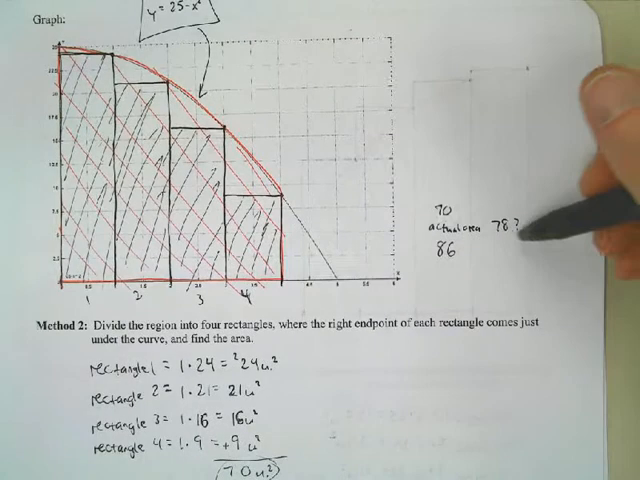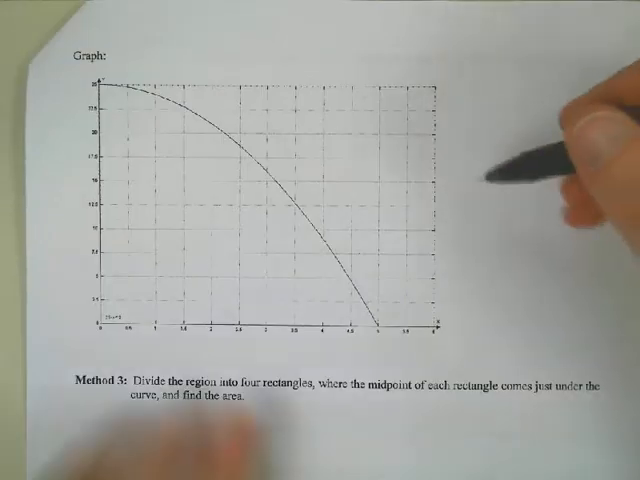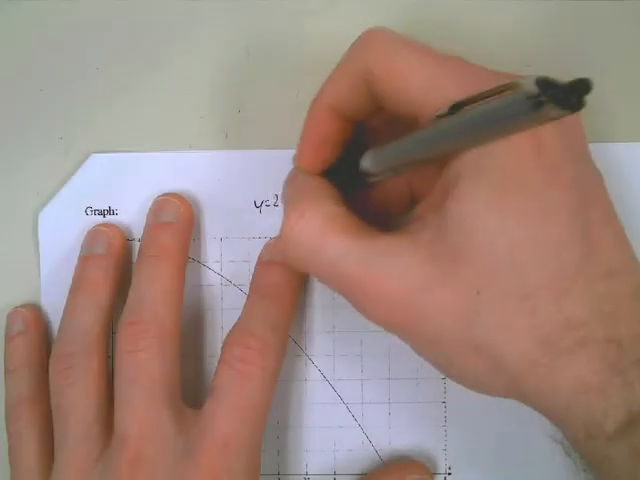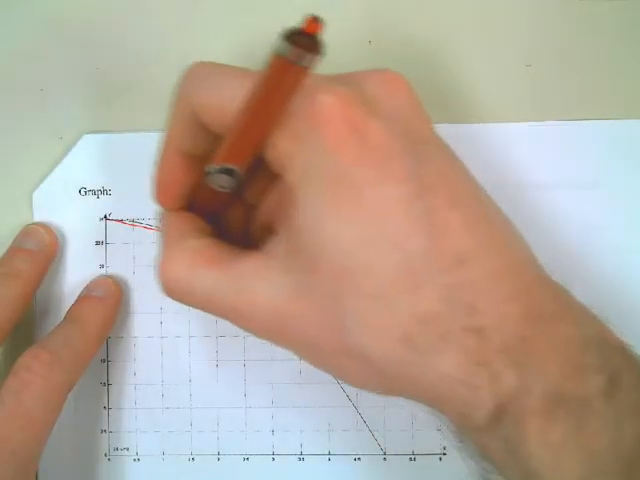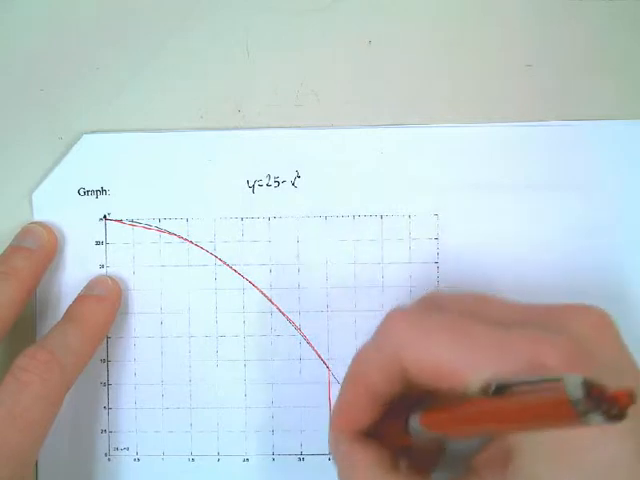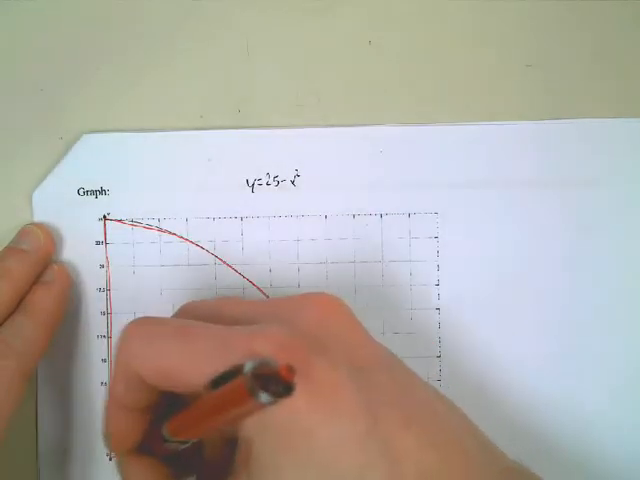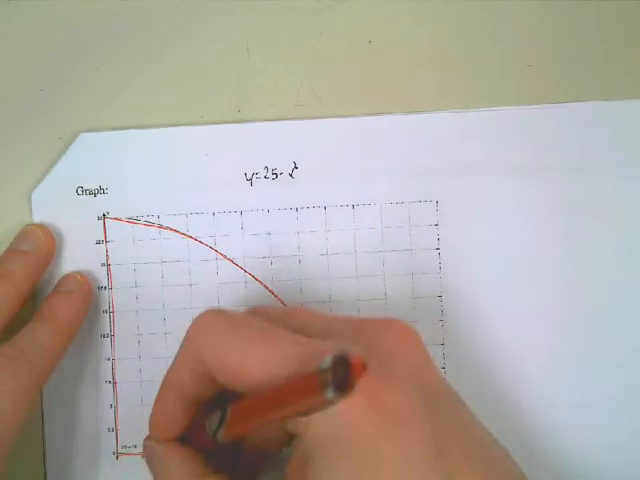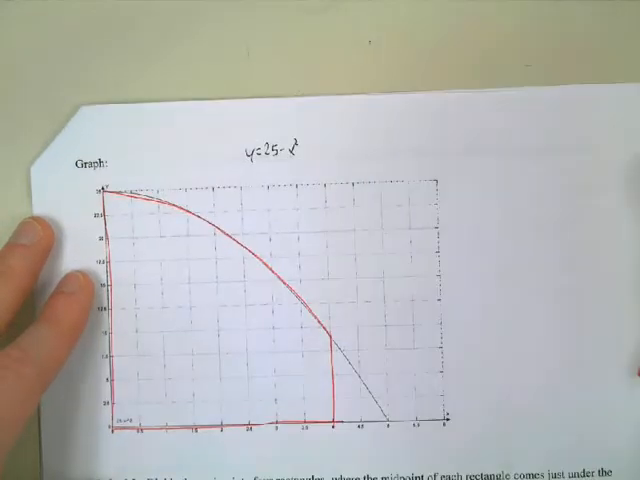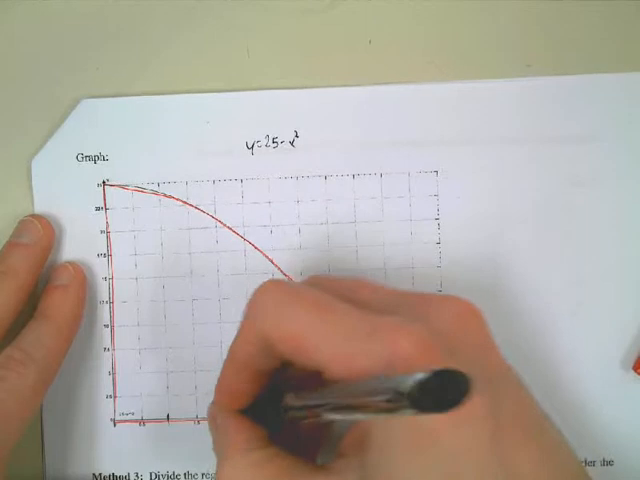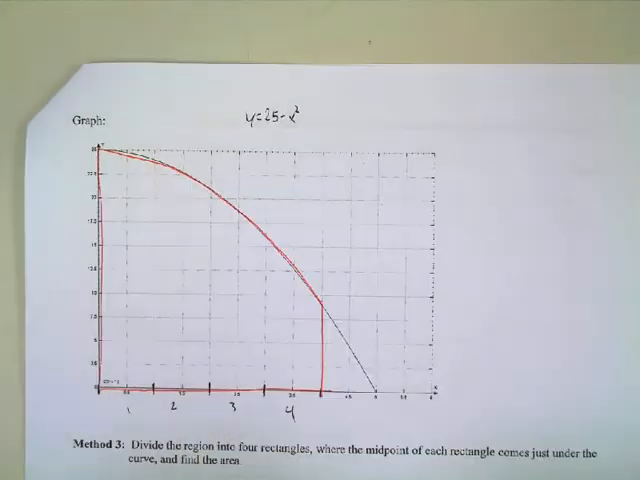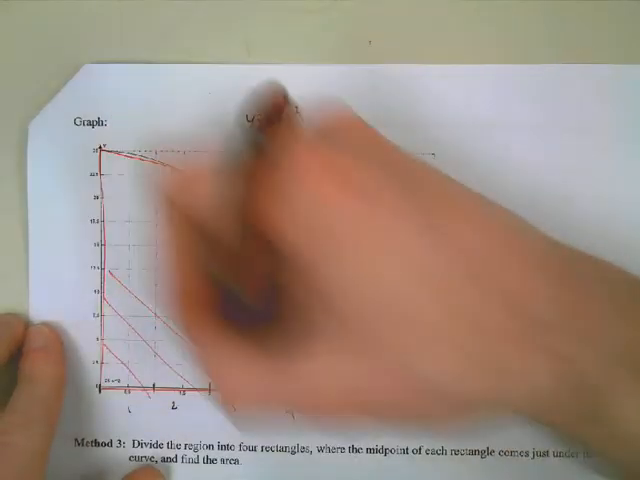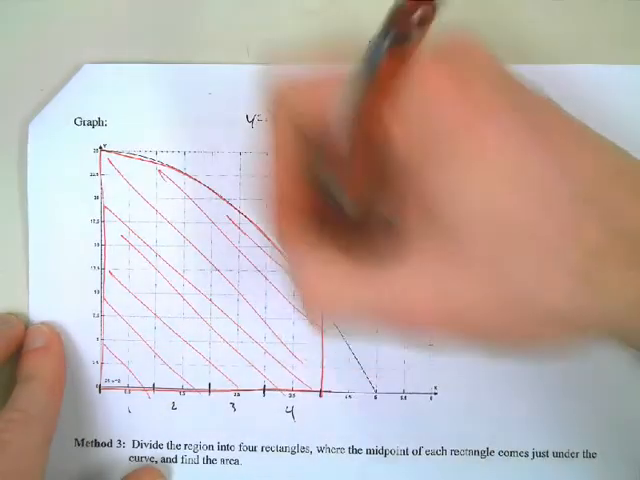Let's do one more method here. Again, we're going to take the same region, same curve, y equals 25 minus x squared, from 1 to 4. So the curve down to the 4, and then a vertical line and a horizontal line on the axis. Again, 4 subintervals: 0 to 1, 1 to 2, 2 to 3, 3 to 4. I'll get my shading in here. There's our region again.